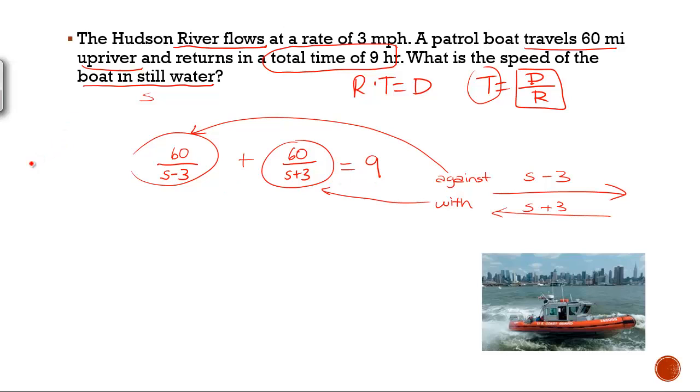We need to multiply everything by the lowest common denominator, which is S minus 3, S plus 3. So here, in this one, if we do that, we'll have S plus 3 left. In this one, we'll have S minus 3 left. And here we'll have both, but what's S minus 3 times S plus 3? Well, that's the difference of squares, which is S squared minus 9.